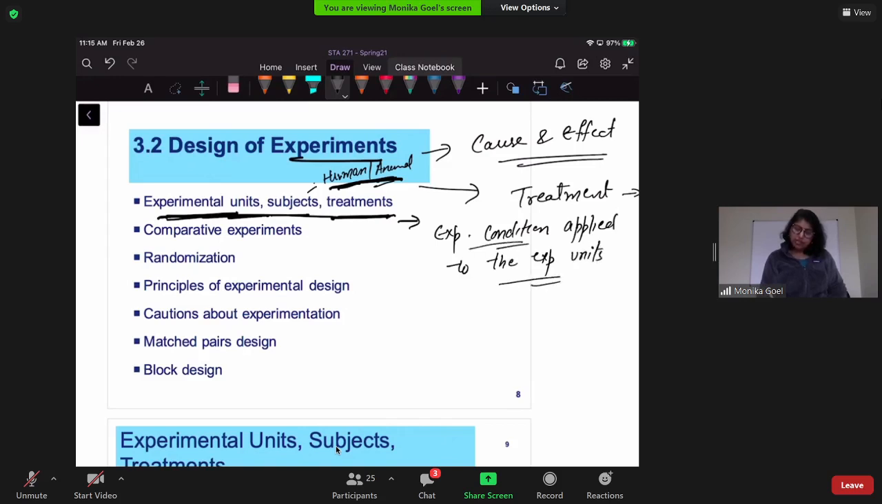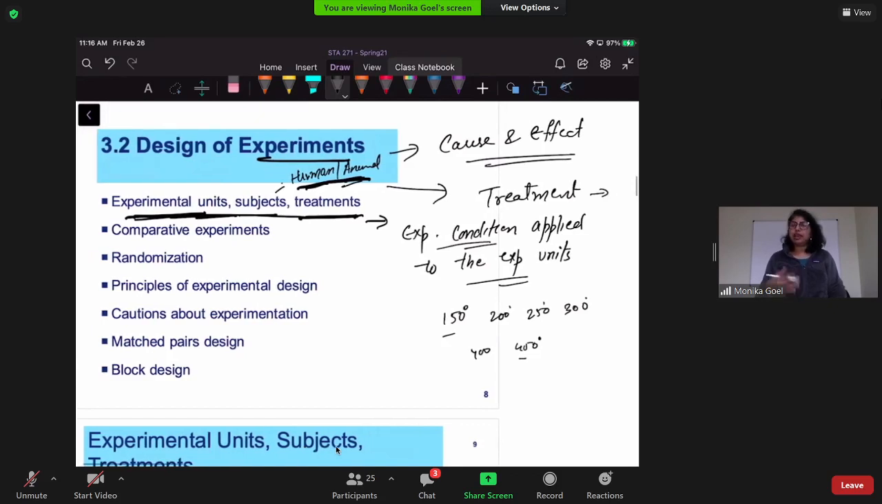So treatment is the experimental condition that is applied to the experimental units. Let's say I'm baking a cake and I want to see how fast it will bake when the temperature is 150 degrees, how much time it will take for 200, for 250, for 300. So these are the treatments that I am applying, or 400 or 450, to see how much time it will take to bake.